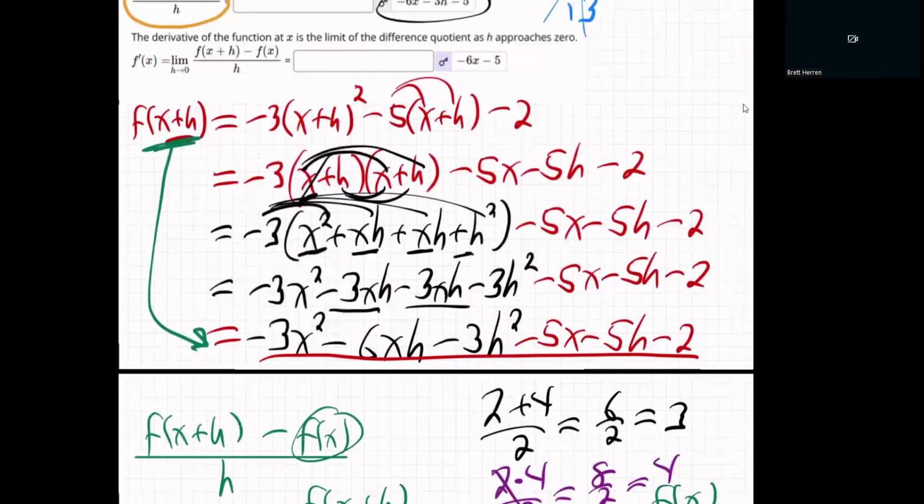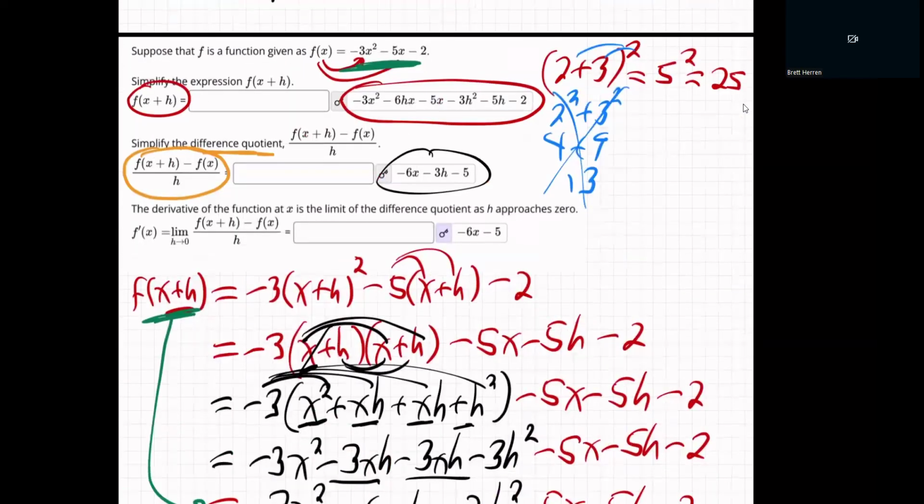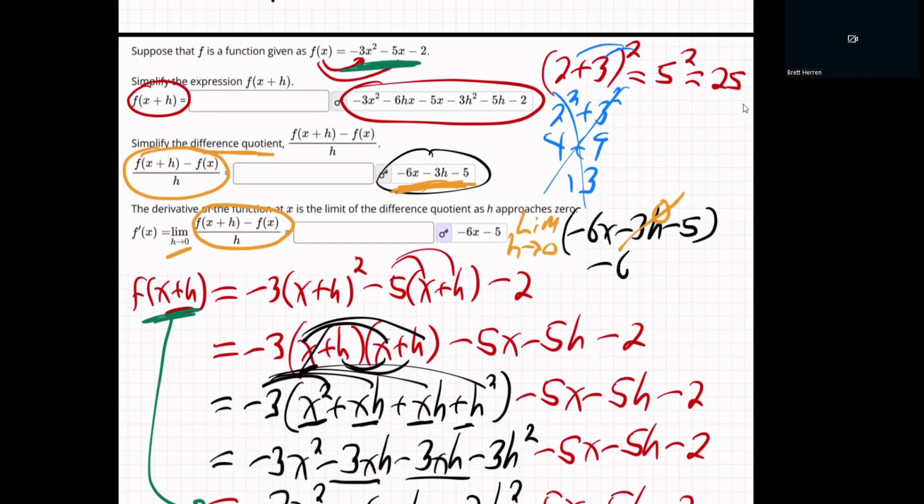Now, last thing, now that we have that, we're going to take the limit of that answer we just got as h goes to 0. So I want the limit as h goes to 0 of this. I'll put in parentheses minus 6x minus 3h minus 5. So let h become 0. So put a 0 in front. It wipes out this term. And we just have minus 6x minus 5, which is indeed the final answer.